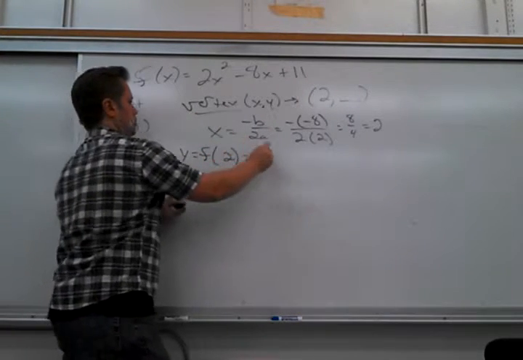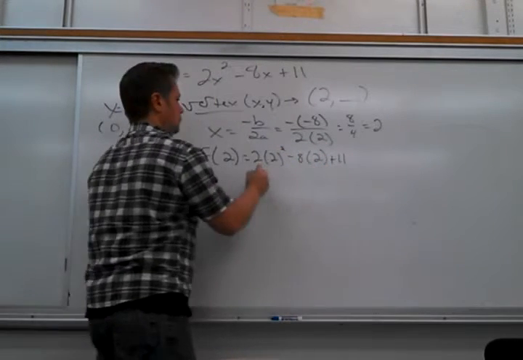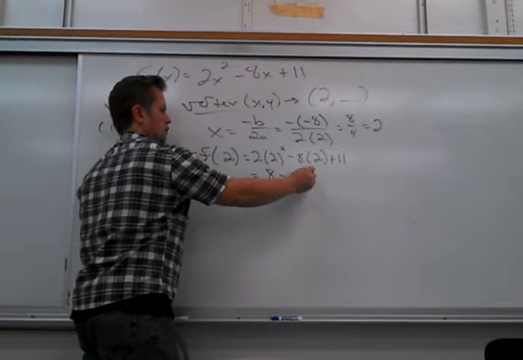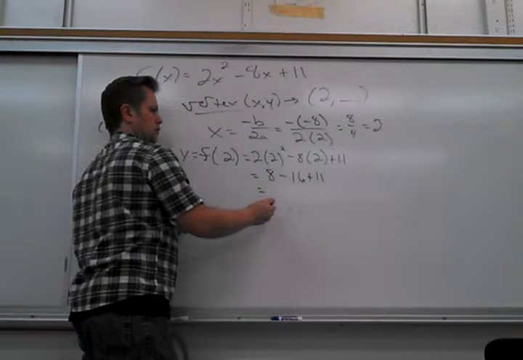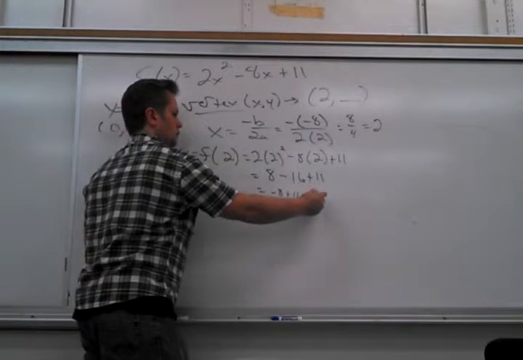2 times 2 squared minus 8 times 2 plus 11. Yeah, 2 times 4 is 8, minus 16 plus 11. 8 minus 16 is negative 8, plus 11 is 3.